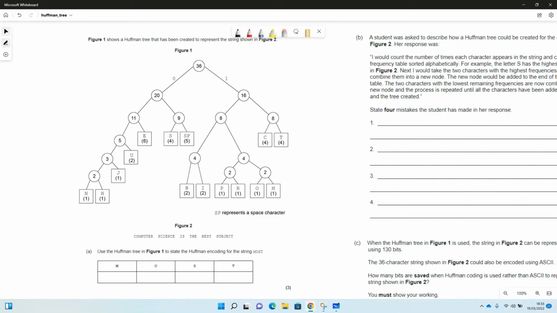This is another Huffman code question. This is a past paper question. So we've got a Huffman tree that they've partially filled in the numbers for us, so we know which side to go. So we've got 0 and 1. So that means 0 and 1 goes on all of these branches.